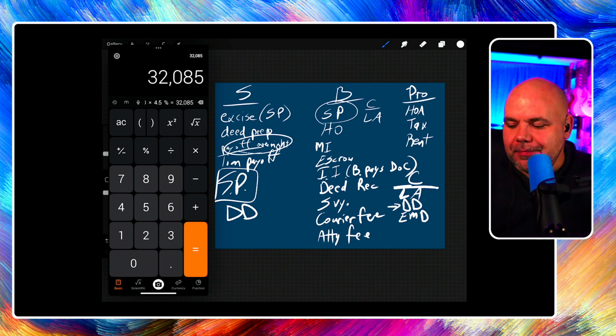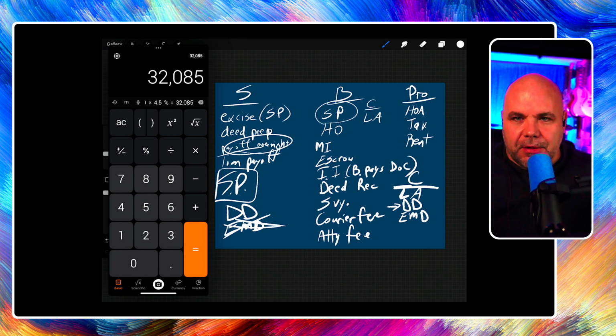So due diligence counts on the seller's side as a debit and on the buyer's side as a credit. How does earnest money count on the seller's side? This is kind of a trick question. Exactly. They don't have it. They never got it. It sits in an escrow account. So earnest money is a non-issue for the seller. So we're just going to not have that on the seller's side at all.